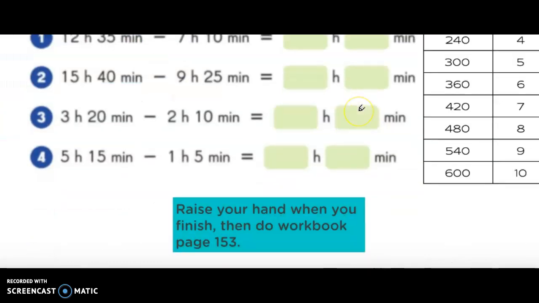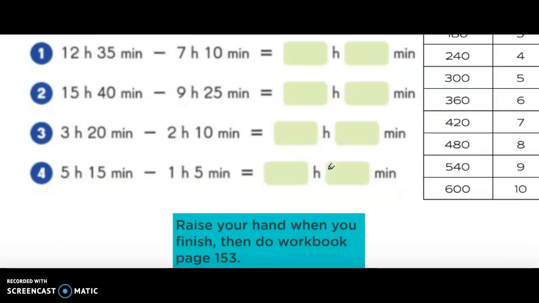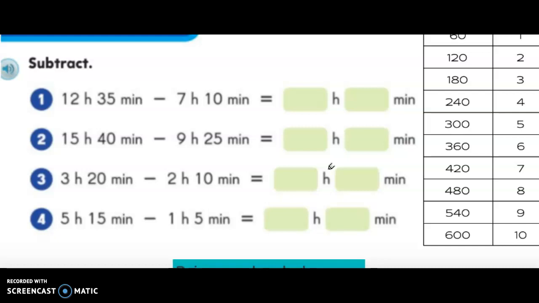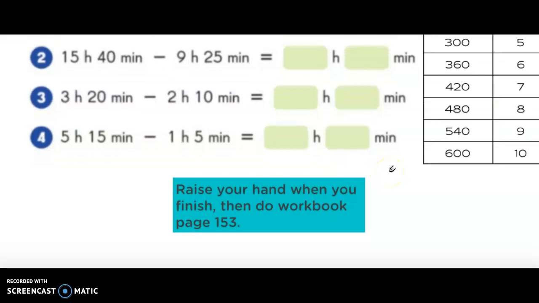So you are going to be doing let's practice here, and I will spread these out for you like I did yesterday so you have some more space to write them up and down. And then raise your hand on this slide once you finish, and then you're doing workbook page 153. Take a picture of that and upload that on Seesaw once you are finished.